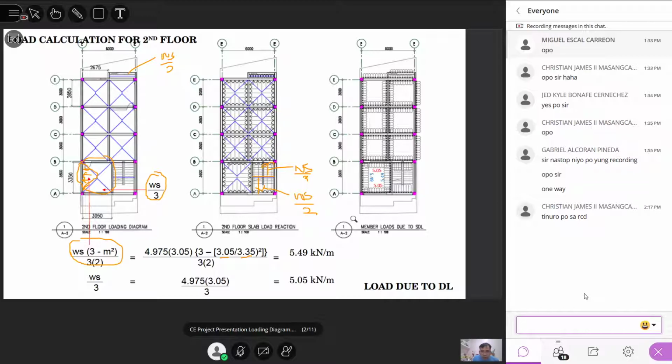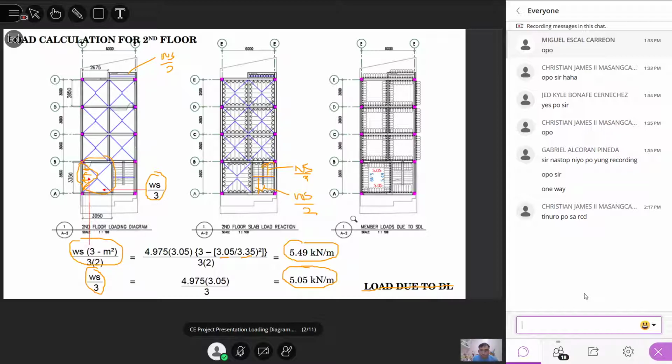Okay? So ito ngayon yung load niya. That is 5.49 kilonewton per meter. However, for WS over 3, along the short direction, if we are going to substitute, again, what we consider is the load due to dead load. That is 4.975 multiplied by 3.05 over 3. Again, that becomes 5.05 kilonewton per meter.